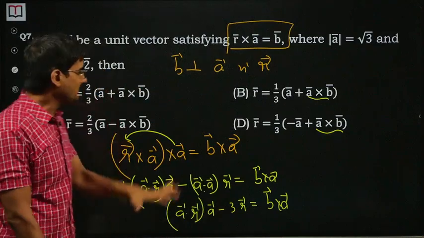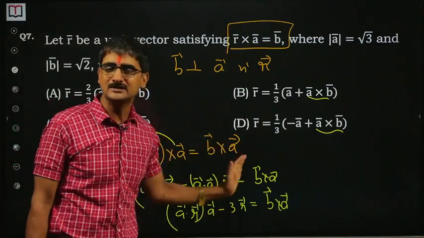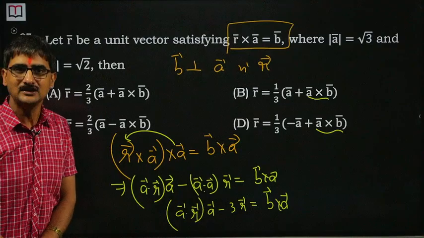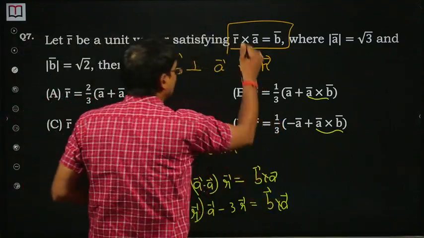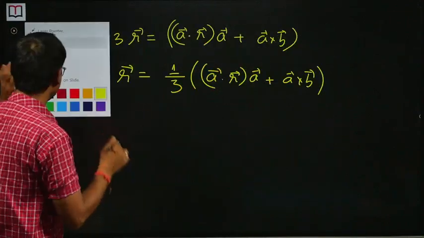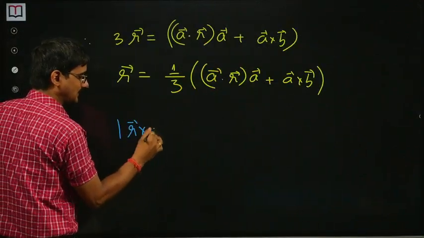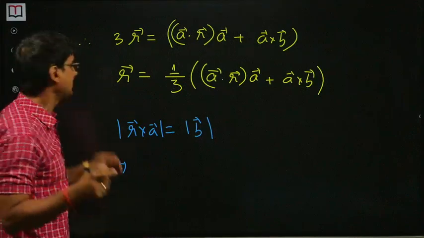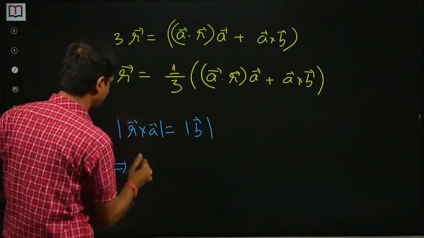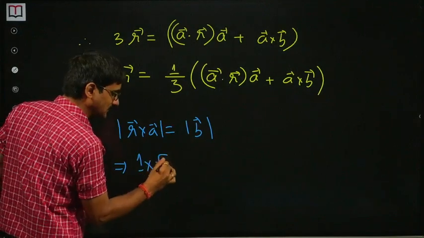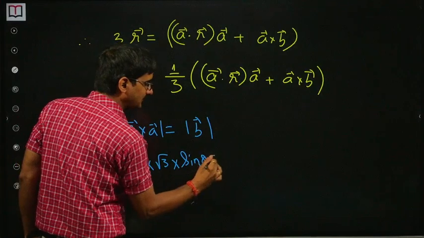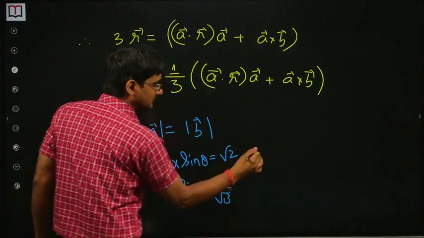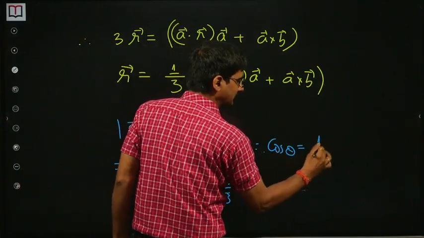Now in all the options, what is common is that A dot R is missing. That means we need to find the value of A dot R. Now how? Take the modulus on both sides in the given relation. What do we get? Magnitude of vector R cross vector A is equal to magnitude of vector B. Vector R is a given unit vector here, so it's 1 into magnitude of vector A, root 3, into sine theta. Vector B is root 2, so sine theta is nothing but root 2 by root 3. Therefore cos theta is nothing but 1 by root 3.